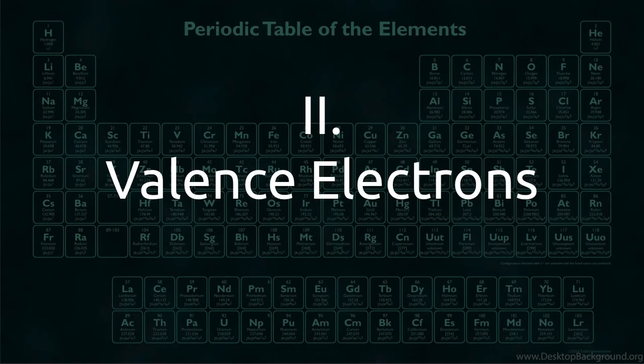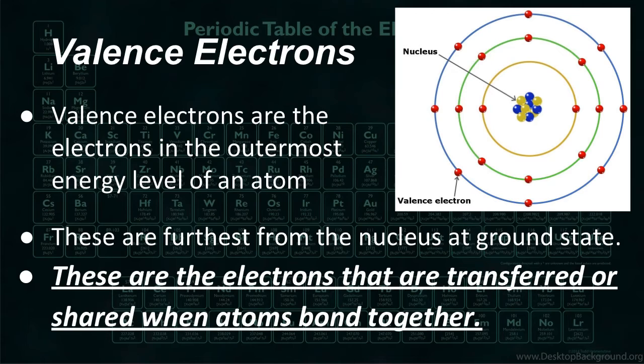Valence electrons. So valence electrons are the electrons in the outermost energy level of an atom, and these are furthest away from the nucleus, right? They're farthest out, outermost energy level. And the reason we care so much about these is because these are the electrons that are either transferred or shared when atoms bond. So we're in our molecules unit now, and we're actually going to kind of start to ignore our nucleus and all of the other electrons that aren't in this outermost energy level, because those are the ones that are far enough away from the nucleus that we can actually exchange and share them to form bonds. So these are going to be really important.